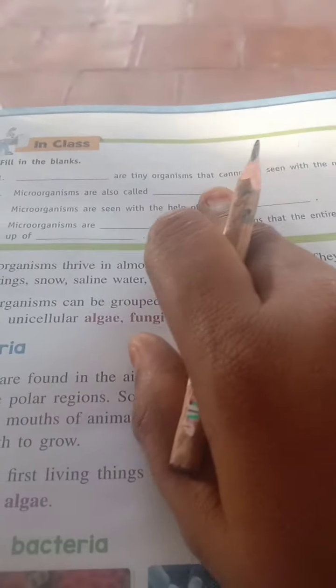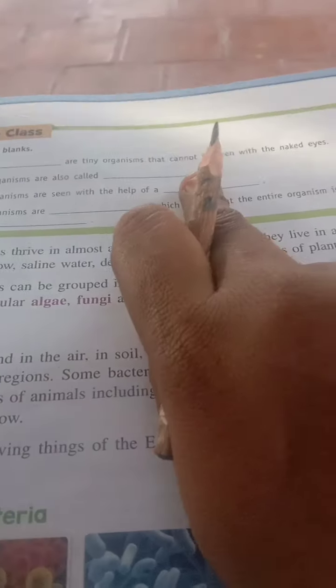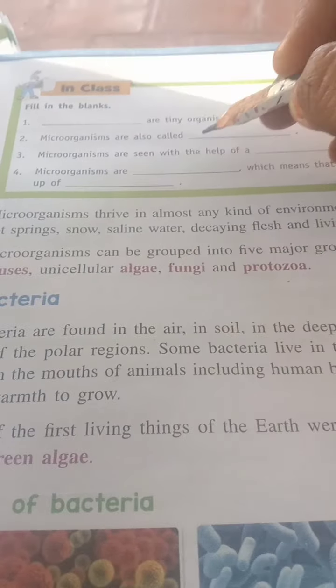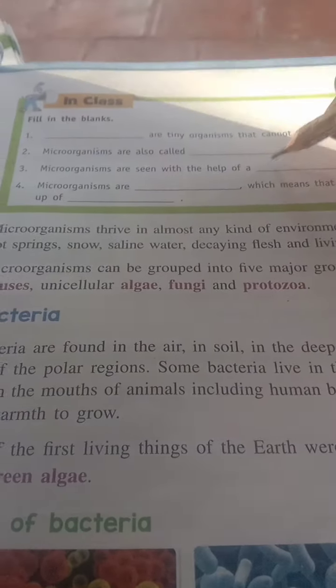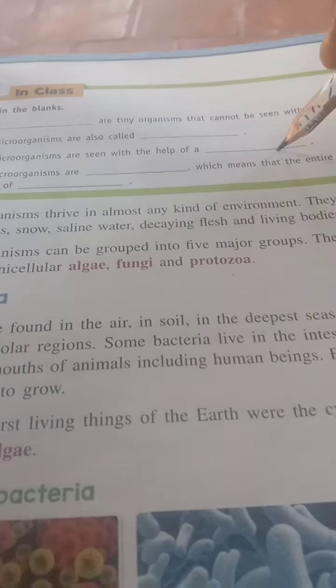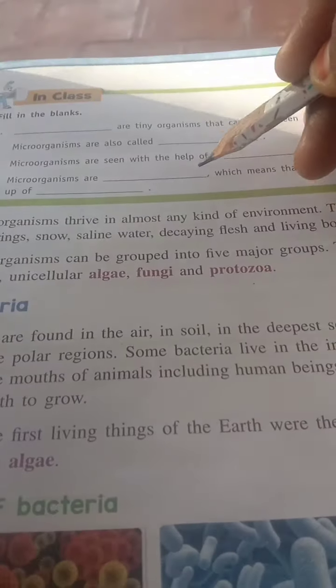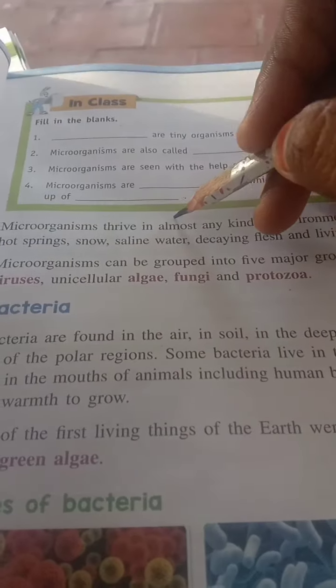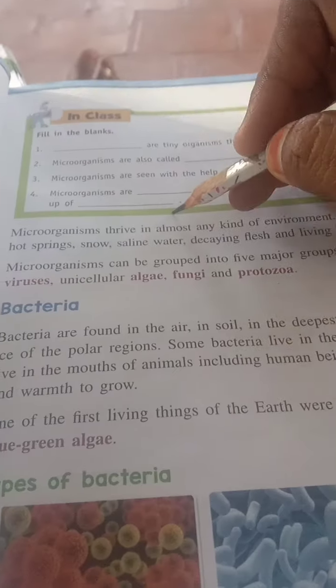A tiny organism that cannot be seen with the naked eye is a microorganism. Microorganisms are also called microbes. Microorganisms are seen with the help of a microscope. Microorganisms are unicellular, which means the entire organism is made up of a single cell.